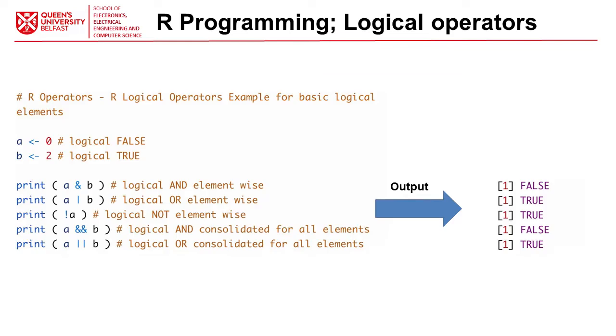So we have just two values, 0 and 2, because we are going to use logical operators. 0 is considered as false. Anything else is considered as true. Okay, so when you check a with b, it's an AND operation, so the result would be false. It's an OR operation between false and true.